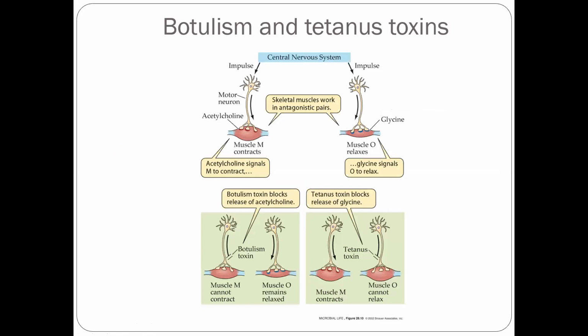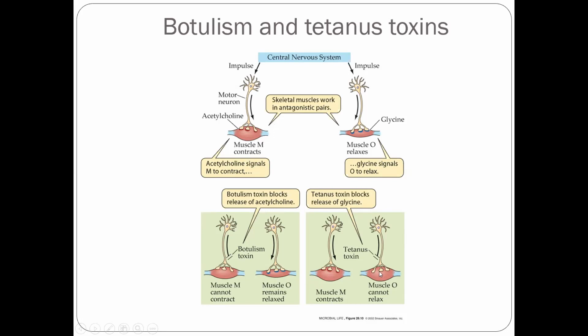This is a slide which shows why botulism causes floppy baby and tetanus causes lockjaw. In the central nervous system, you have neurotransmitters: acetylcholine, which is the signal for the muscle to contract, and glycine, which is the signal for the muscle to relax. With botulism, you block the release of acetylcholine, so there is no contraction. It's always relaxing. Therefore, you have a floppy baby.